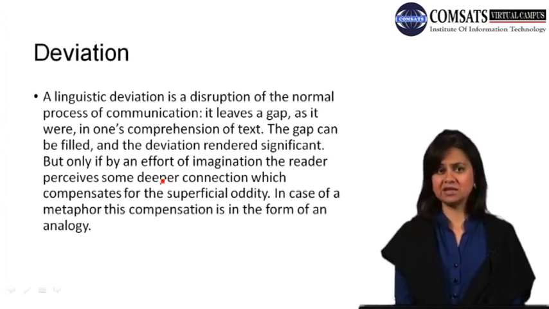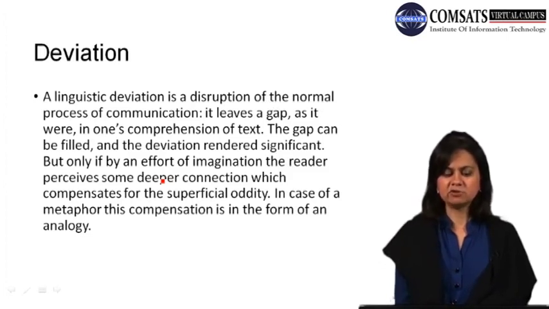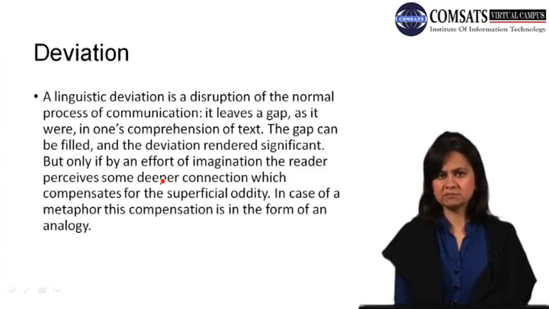Because one thing is clear, that deviation is not accidental. It is deliberate, it is meaningful, and it is again strange and complicated, which would not be clear in a single reading. So when you read through the poem, you find out the writer's intentions, the reasons, and then the place and meaning of such deviation within the text. But only if by an effort of imagination, the reader forces himself to connect the pieces and parts of the deviation and the rest of the text, he may be able to make some connection at a deeper level.